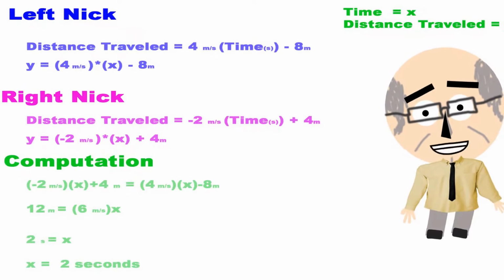This is the distance versus time graph. Right Knick is represented by the purple line, and left Knick is represented by the blue line. To find out the time at which they collide, we need to look for the point on the graph where the lines come together, which is at t equals 2 seconds.